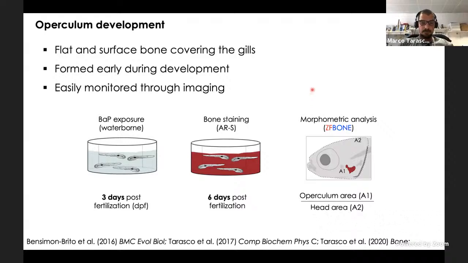In fact, we are already able to see it around 3 days post-fertilization, and of course it can be easily monitored through imaging. Normally, what we do is expose our larvae from 3 days post-fertilization, and at 6 days we stain them with alizarin red. And then through fluorescent microscopy and morphometric analysis, we measure the area of the operculum, and we normalize it by the area of the head to reduce interspecimen variability.